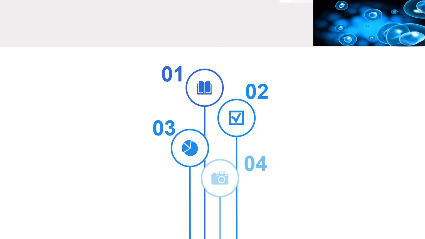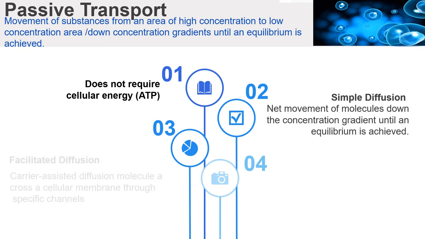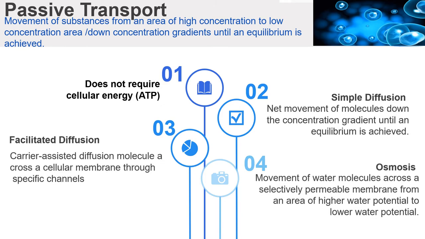Let's look at the first type of transport, passive transport. Passive transport involves movement of substances from an area of high concentration to an area of low concentration, or down concentration gradients, until an equilibrium is achieved. This process does not require cellular energy, ATP. As stated before, there are three types of passive transport, which are simple diffusion, facilitated diffusion and osmosis.